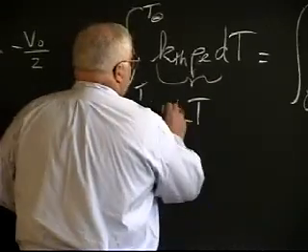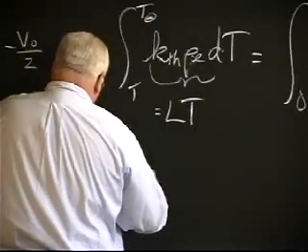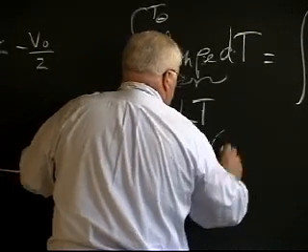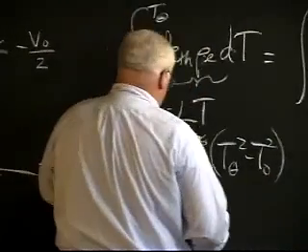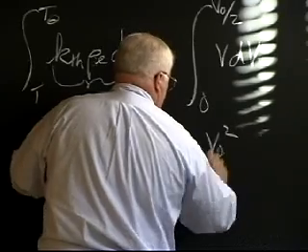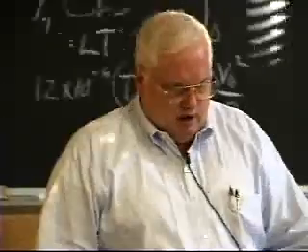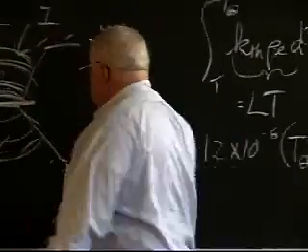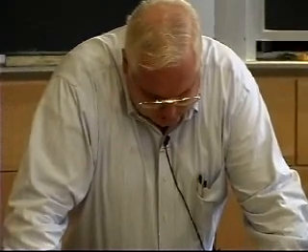And so the Wiedemann-Franz Law says this quantity is equal to L times T, so I've got T dT and V dV. And you end up with 1.2 times 10 to the minus 8, T infinity squared minus T0 squared, is equal to V0 squared over 8. And if you now go through, it tells you that the temperature at this interface is proportional to the voltage. This is in units of Kelvin, volts, and volts squared per degree Kelvin squared.